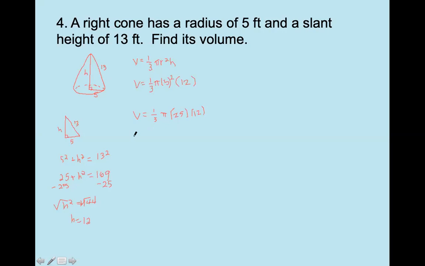4 times 25 is 100. So the volume is 100 pi feet cubed. Or you can multiply 100 times pi and get 314 cubic feet.